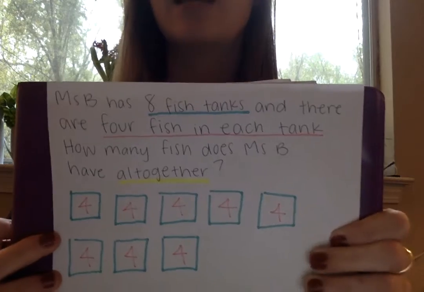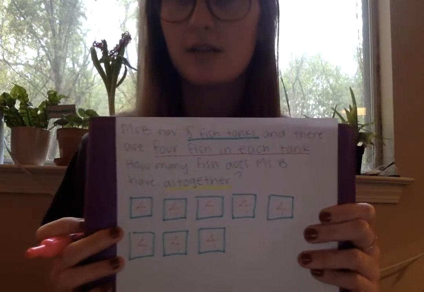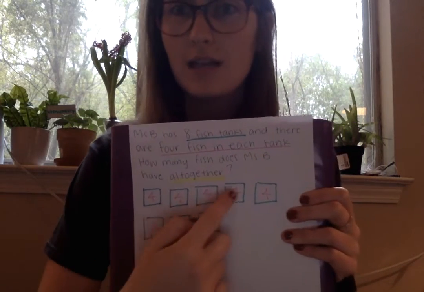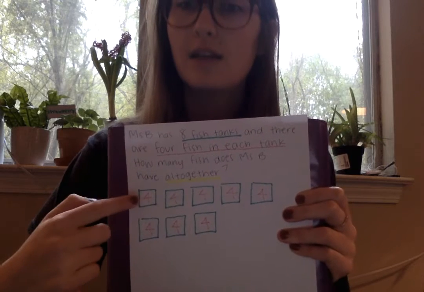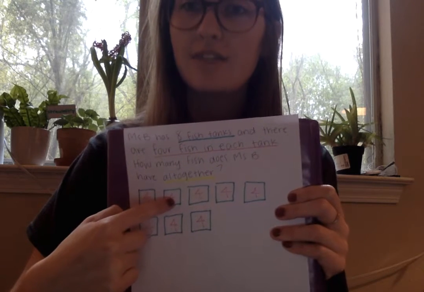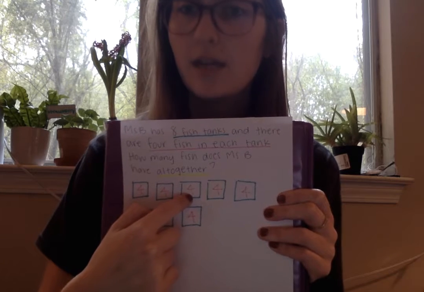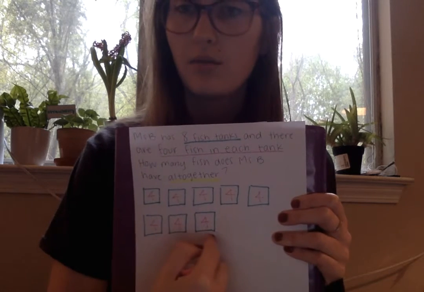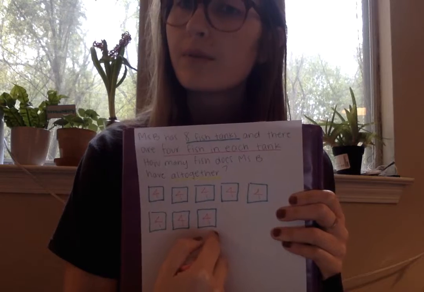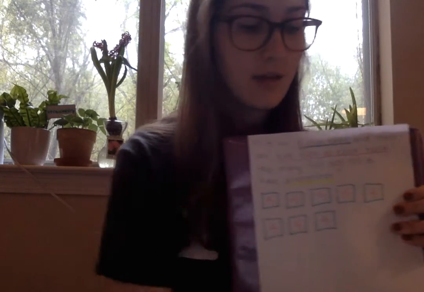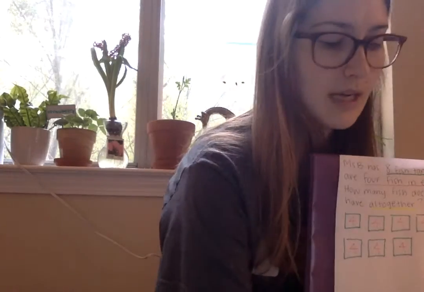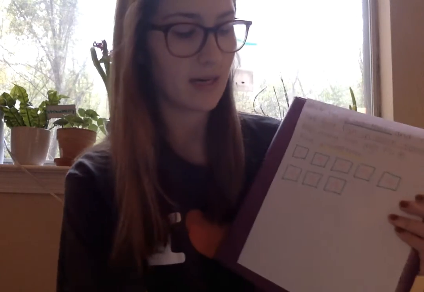So now I see that to get my final answer, I'm going to need to count all of these up. I could start with 4 and then go 5, 6, 7, 8, 9, 10, 11, 12, and continue that all the way through. Or, what I saw some friends do is they wrote out an equation.